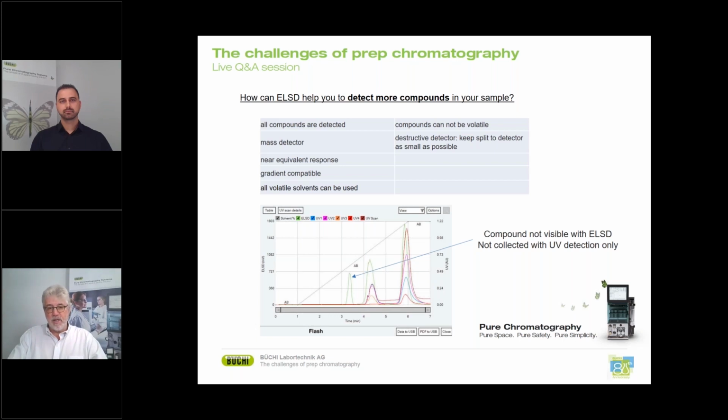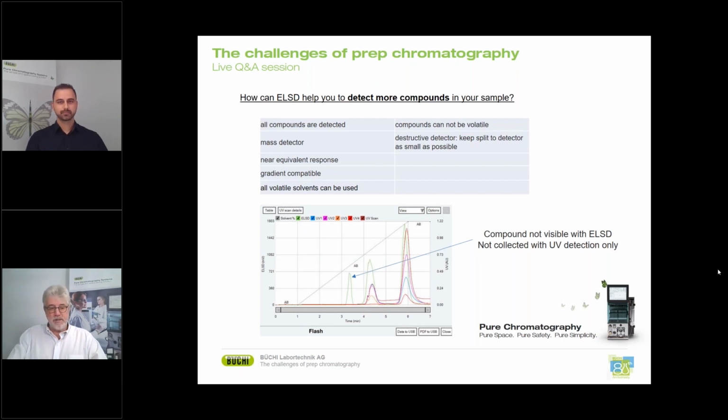The second one to realize, and we might come back to that later eventually, is that the light scattering detector is a destructive detector, in contrast with the UV. That means that what comes out of the detector is not useful for further work anymore. So that's an important one to realize when we start talking about using light scattering for purification purposes.